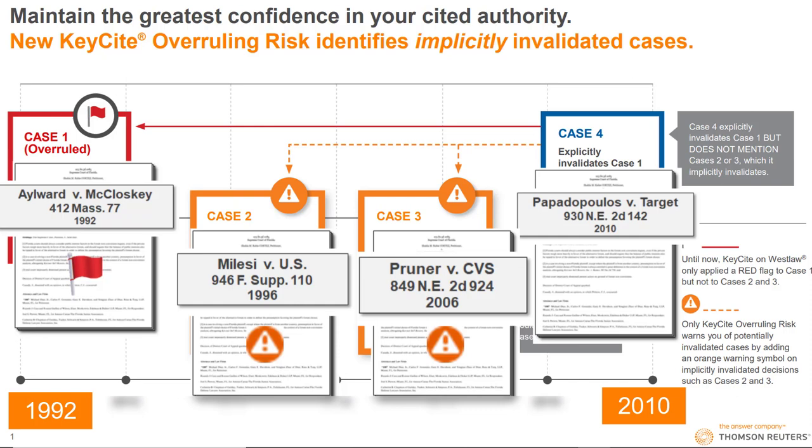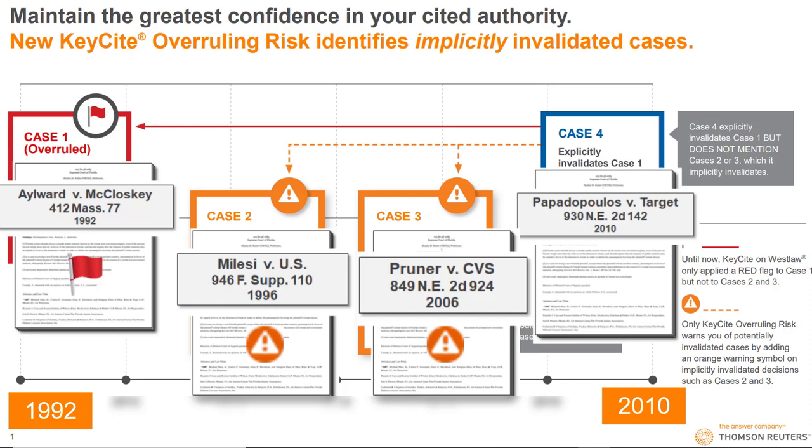Papadopoulos does not expressly overrule Malesi and Pruner, but that doesn't mean that those cases are completely valid. In fact, because of the overruling risk warning, we now know that Malesi and Pruner are not valid for the point of law setting forth the accumulation rule as the standard for deciding property owner liability.